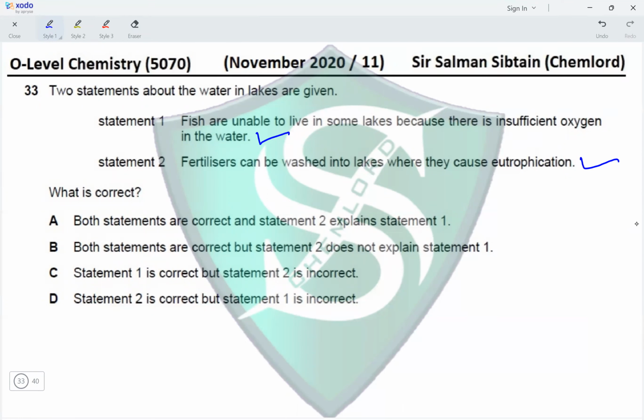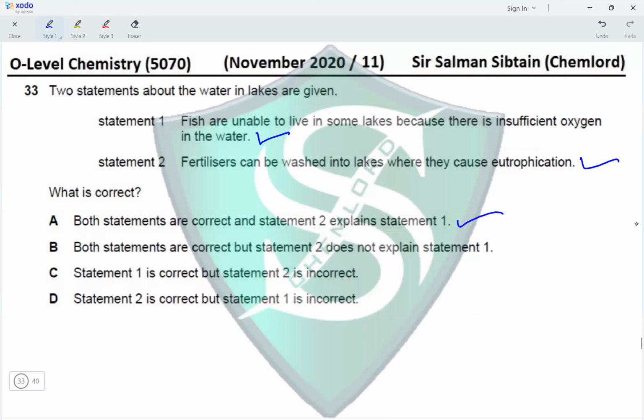Both statements are correct, and statement 2 explains statement 1. Okay, so fish are unable to live in some water because there is insufficient oxygen. Fertilizers can be washed into lakes where they cause eutrophication. Yes, excessive growth of plant life and blue-green algae, which consumes oxygen. Yes, statement 2 is explaining statement 1.